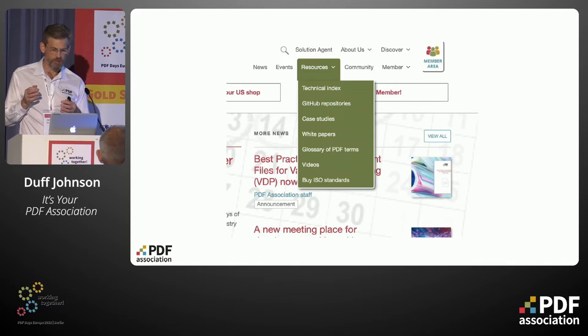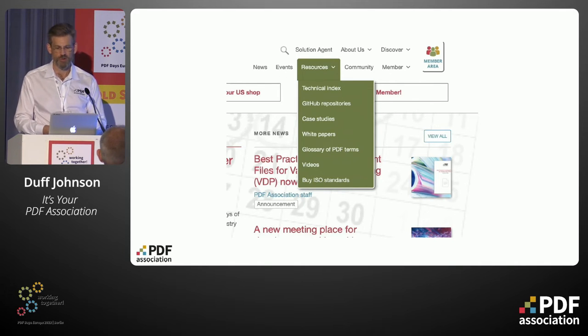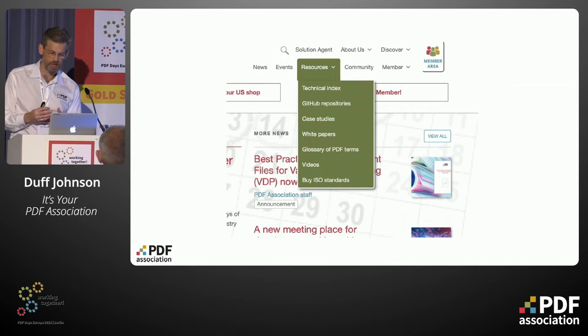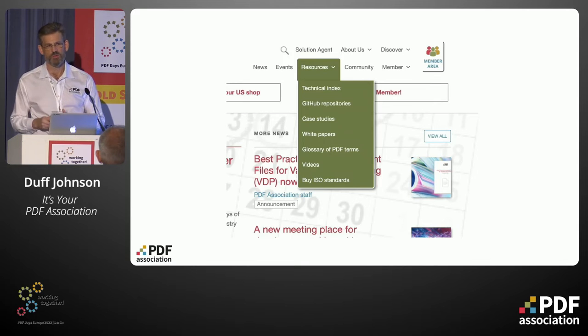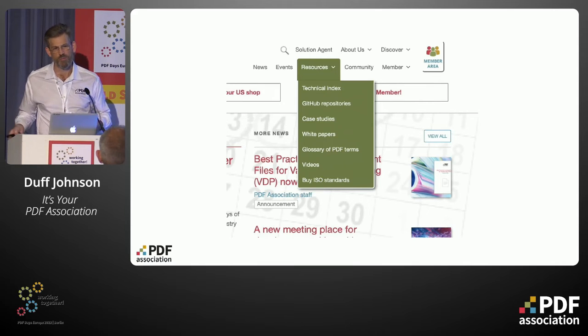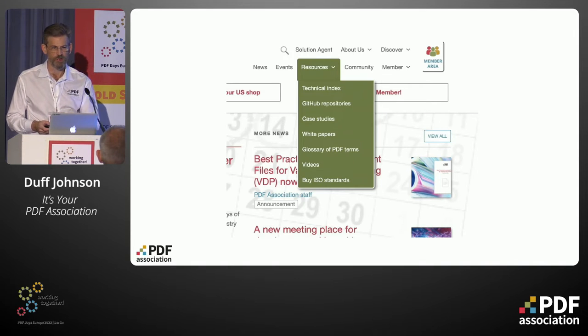So from the technical point of view, we have a wide variety of resources, which are organized under the resources menu. There's a technical index and other links that take you to various types of resources that we post. Now, the case studies and white papers are not our resources. These are another vehicle for members to post their own content. When you log into pdfa.org as a member, through the member area icon in the top right corner, you're able to post not only member news, but also products and services. And you can even characterize those products and services in terms of their support for PDF/UA or PDF 2.0 and so on.